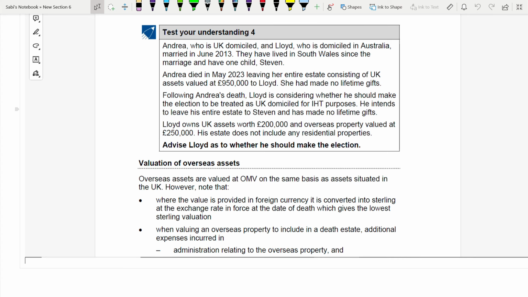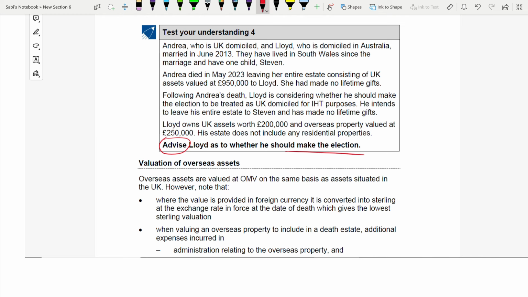Test your understanding 4. In test your understanding 4, you have to advise Lloyd as to whether he should make the election or not. That means the election to be treated as UK domicile. Whenever the question says advise, you have to do some calculations. It's very important, because without calculations you just can't advise. You have to see, without the election and with the election, what is the impact. Wherever you are saving more tax, that should be your advice. That should be your choice.